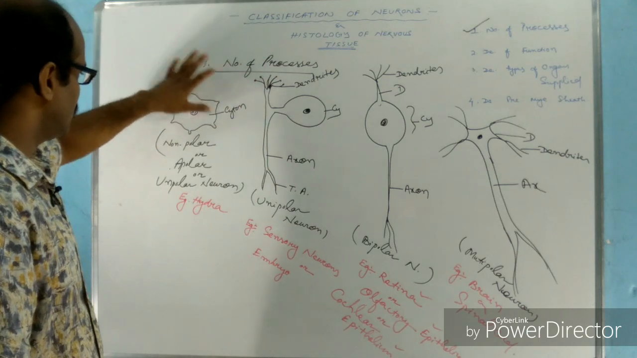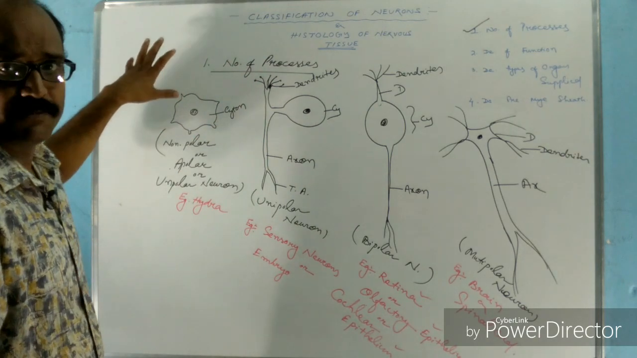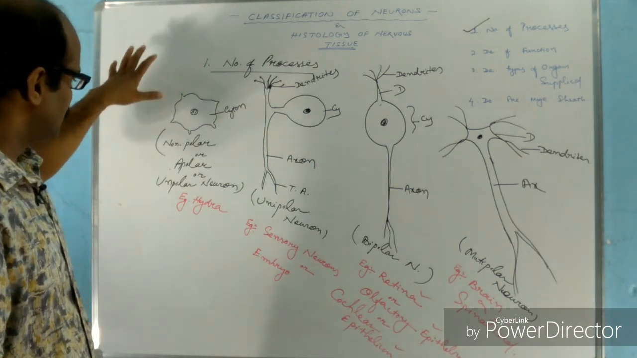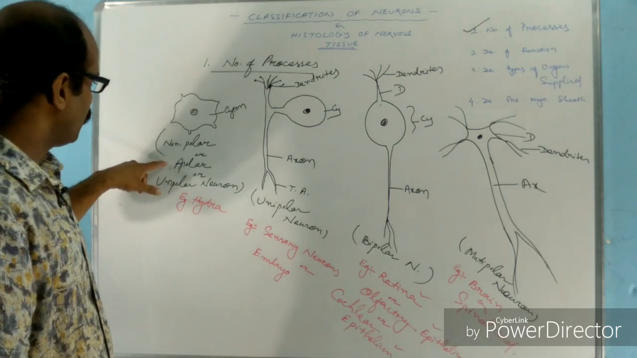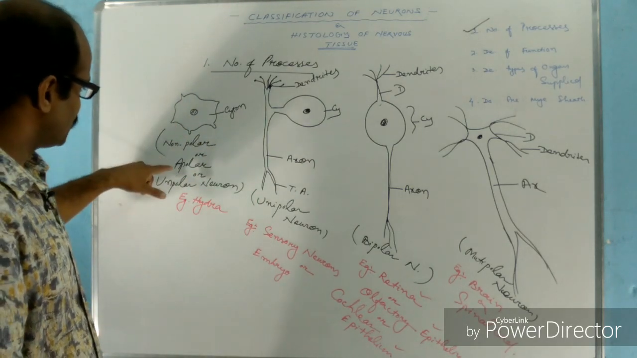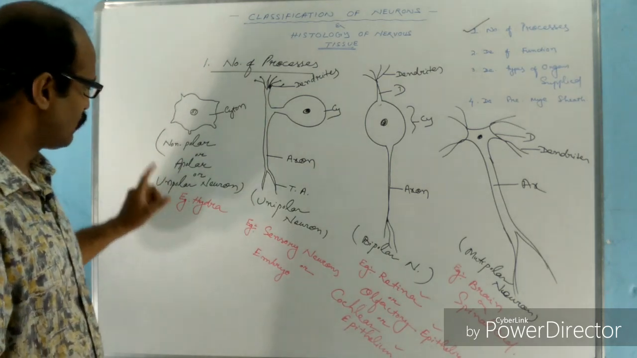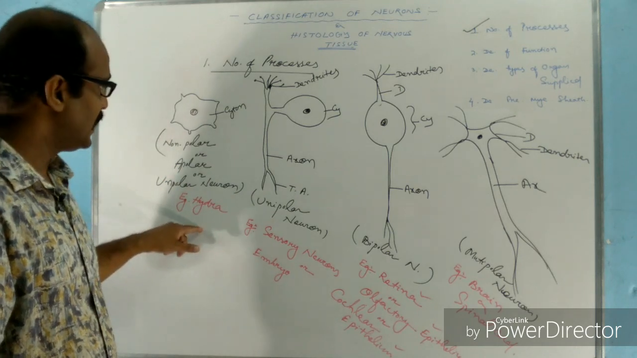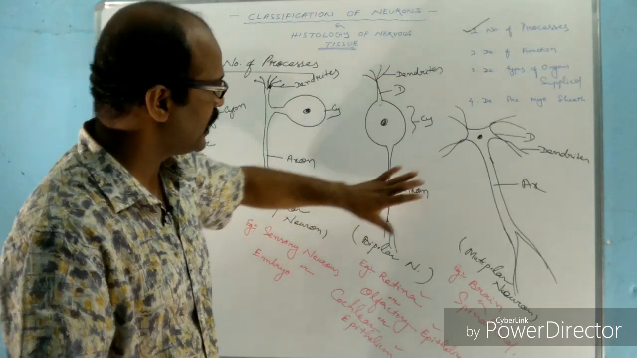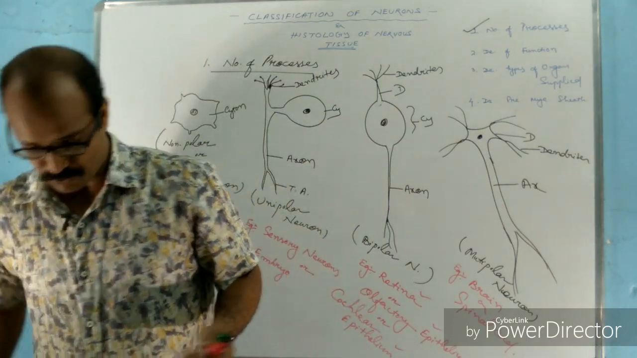If the number of processes is many, but there is no distinction of dendrites and axon, that's why it is known as the apolar neuron. There is no particular pole, that's why it is known as apolar or non-polar. Found most probably in the hydra. This is a single pole, unipolar. This is the double pole, bipolar. This is where a number of poles are present, the multipolar neurons.